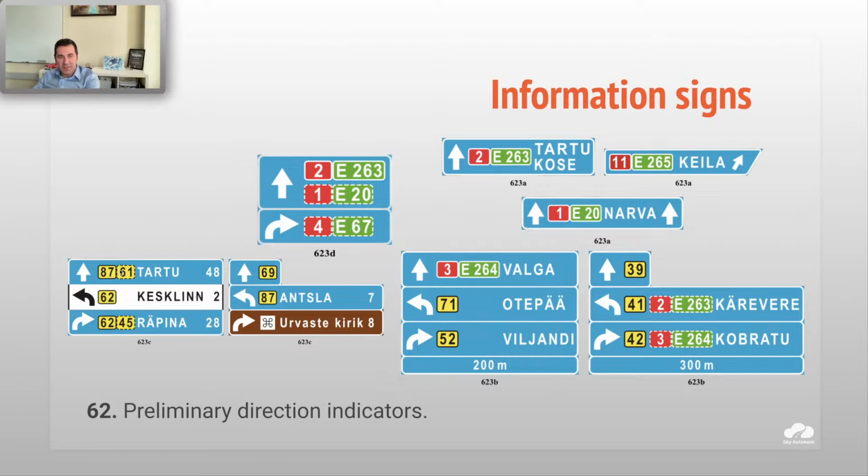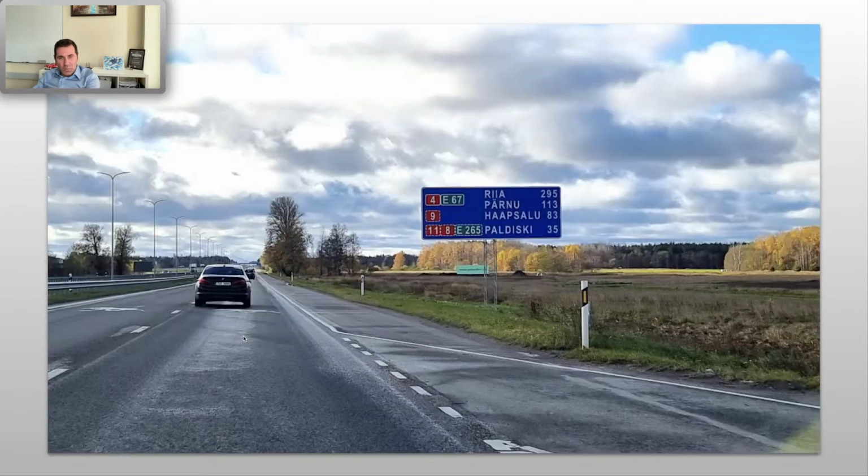And they have the same information, the same logic: the blue ones are on the highway outside the built-up area, white are in the city area, and brown means that there is some cultural place, like this Urvaste kirik. Kirik means church, so some cultural monument or point of interest, and they are marked with this brown color.